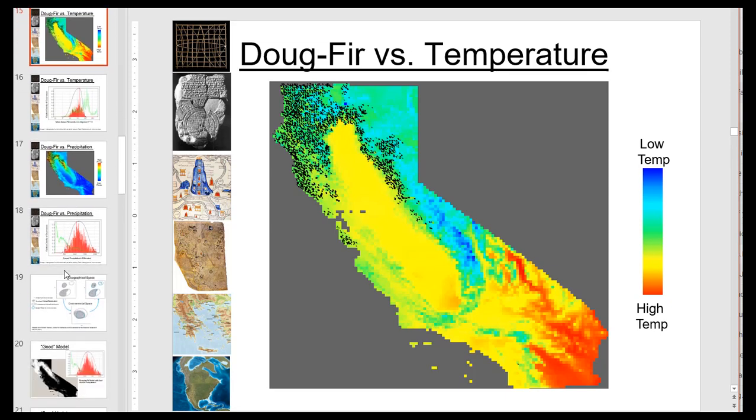So as a couple examples, here's good old Doug fir, and we can see that Doug fir, when we look at it against temperature, there's a certain range of temperatures. It's not in the coldest areas up here in the high Sierras, okay, but it is in colder areas in the northwest, and definitely not down in the desert.